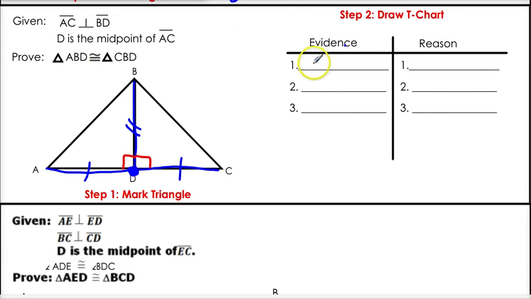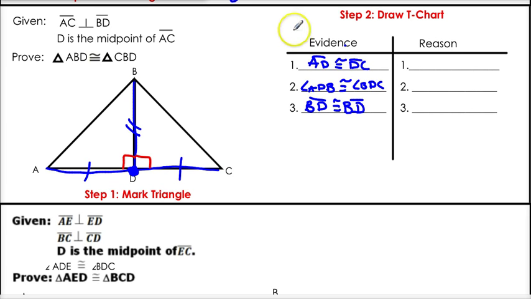All right, so what's our evidence? We just write exactly what we know. We know that AD is congruent to DC. I know that angle ADB is congruent to angle BDC. And I know that BD, this is the hard one, don't forget this, BD is congruent to BD. Right? This is the shared side. It's congruent to itself. So those are my 3 pieces of information.